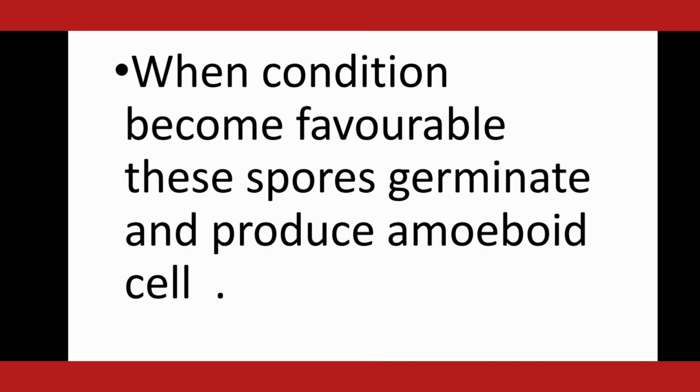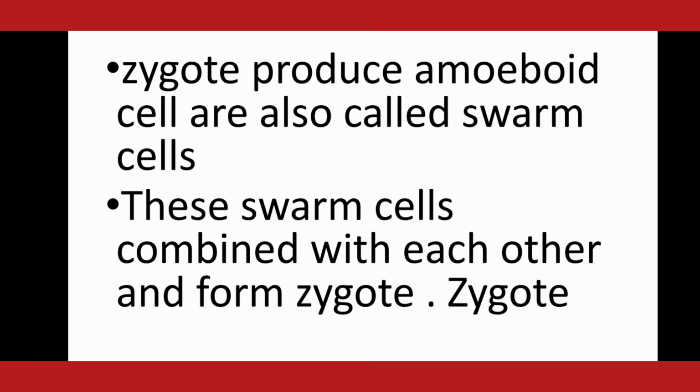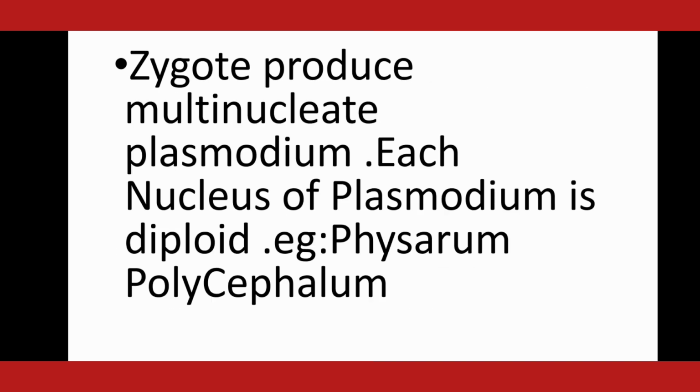When conditions become favorable, these spores germinate and produce amoeboid cells. These amoeboid cells are also called swarm cells. The swarm cells combine with each other and form a zygote. The zygote produces multinucleate plasmodium. Each nucleus of plasmodium is diploid.